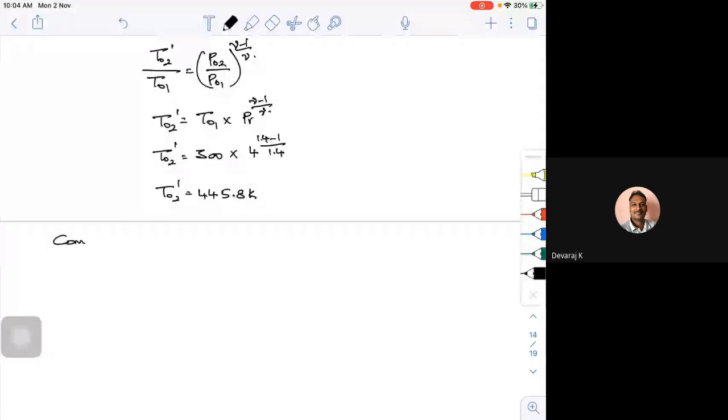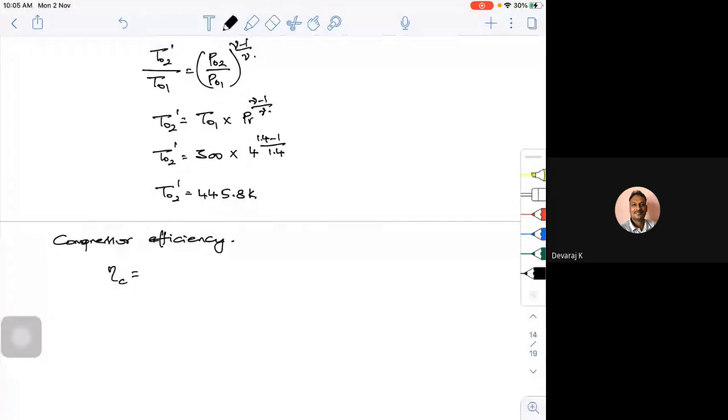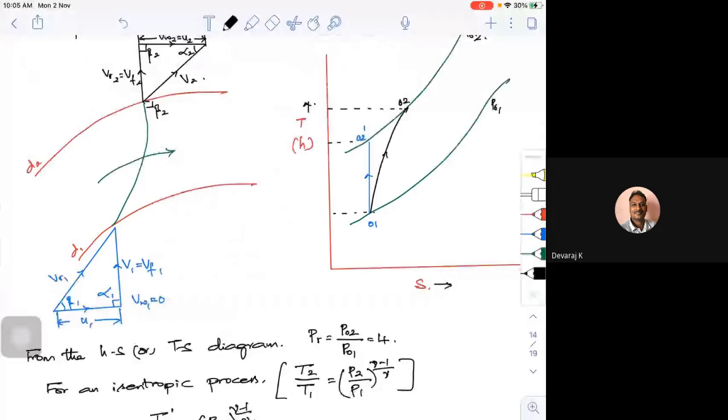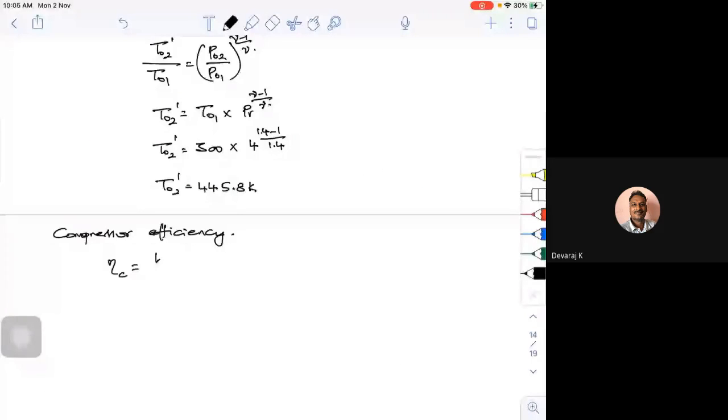Now, they have given the compressor efficiency, the total efficiency. The compressor efficiency is nothing but your isentropic work done to your actual work done, because it's a compressor. If you look at what my isentropic work done is, it is Cp into T02 dash minus T01 divided by Cp into T02 minus T01. So this is nothing but your isentropic work divided by actual work.